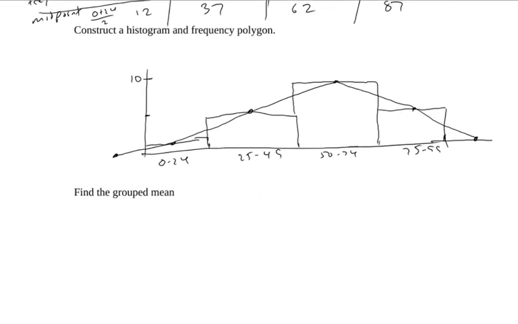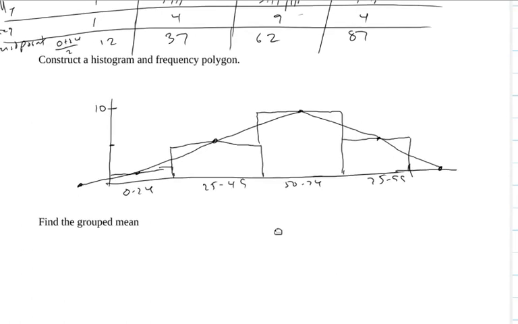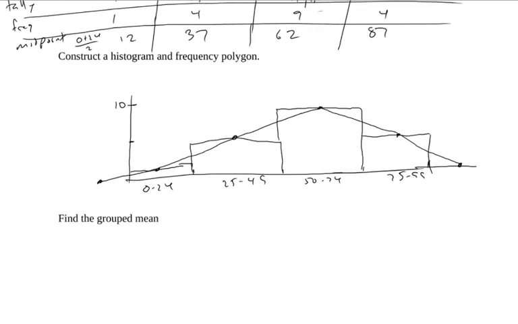Alright, finding the grouped mean. Fortunately, I've already found the midpoints, and I'm just going to pull this where I can see both the frequencies and the midpoints. You can see frequencies there, that's this row, and the midpoints are that row. So the grouped mean is going to be 1 times 12, plus 4 times 37, plus 9 times 62, plus 4 times 87, divided by however many there were here. Let's see, that's 18, it looks like.